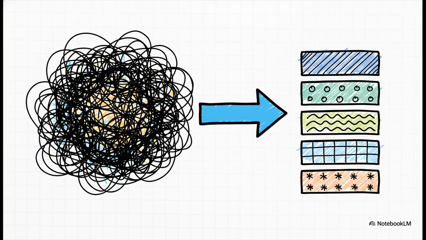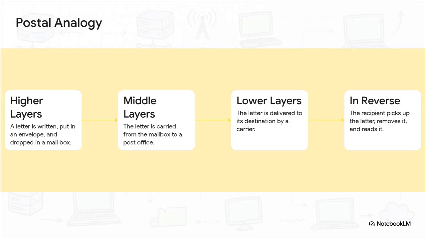See, the truly genius solution to this insane complexity wasn't to try and solve one giant, impossible problem. It was to break it down into a stack of smaller, totally manageable pieces. We call these layers, and each layer has one very specific job to do, and it doesn't worry about anything else. The absolute best way to get this is to think about the postal service, right?